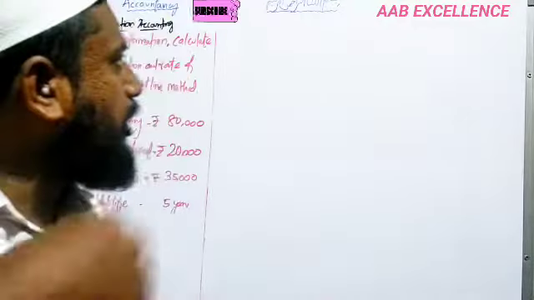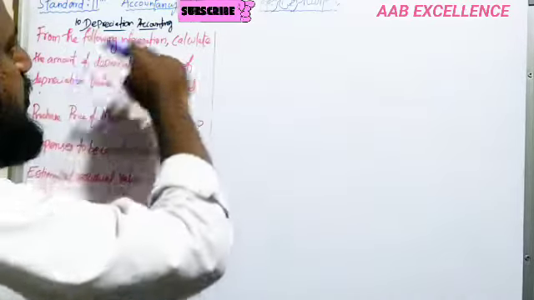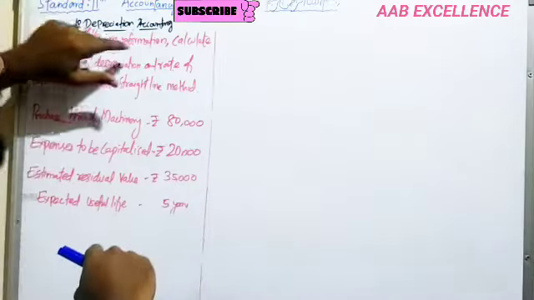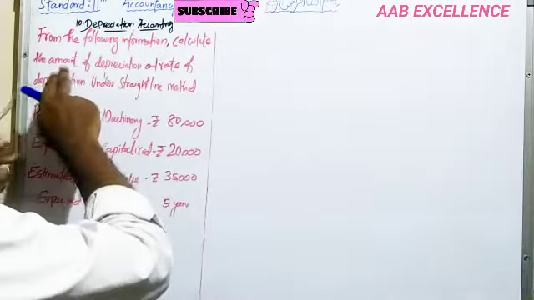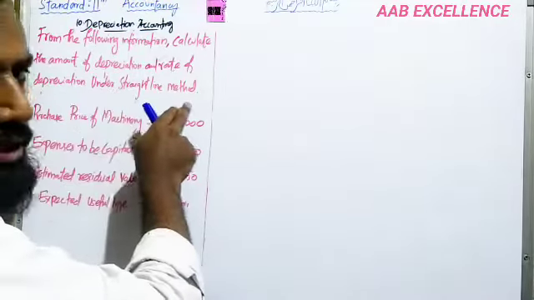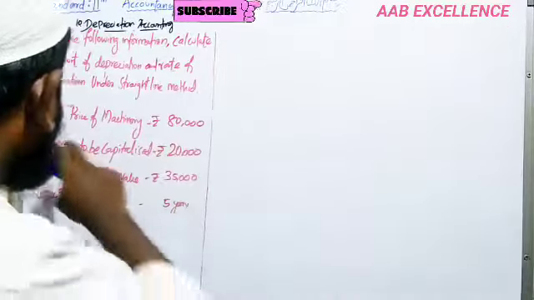Dear students, now we are going to learn about accountancy, 11th standard, depreciation accounting. The chapter number is the 10th chapter. Okay students, from the following information, calculate the amount of depreciation and rate of depreciation under straight line method. The four statements are given.